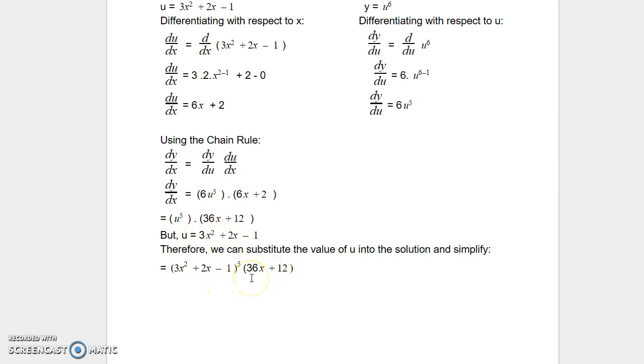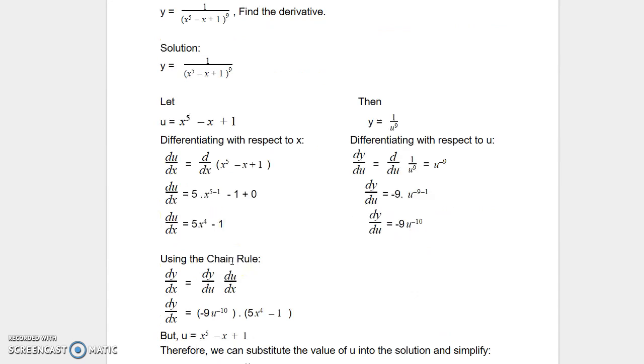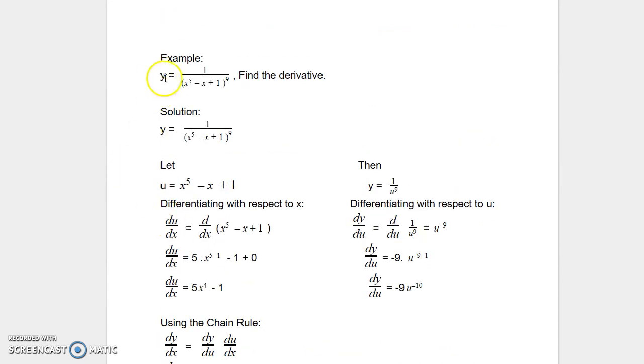This is our solution. This is the way we want to be able to solve complex functions using the chain rule. Let's look at another example. Let's say this time we have a function y is equal to 1 over x to the power of 5 minus x plus 1, the whole thing raised to the power of 9. We want to find the derivative of this complex function.